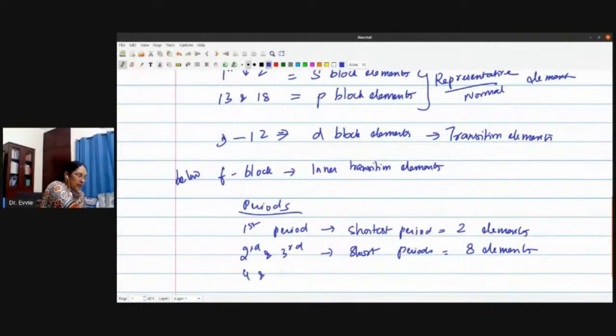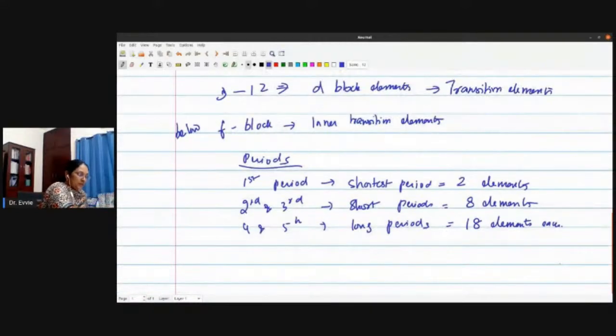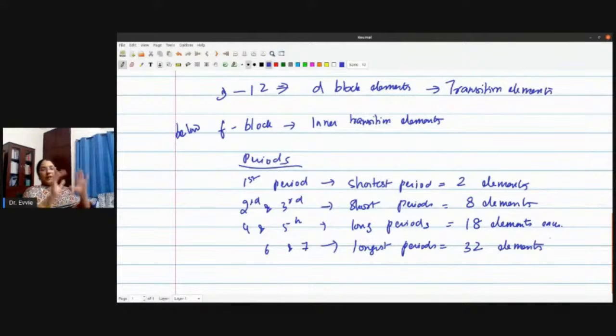Now the fourth and fifth are called the long periods, and they have 18 elements each. When it comes to the sixth and seventh periods, these are the longest periods, and they have 32 elements. So this is something about the periods.